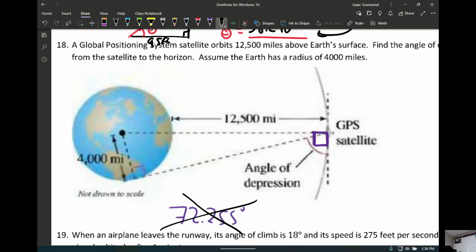Tried to make that the 72, but maybe not. Okay, let's give everybody one more minute. Again, you're welcome to move ahead. But I can see some of you guys are falling into that trap.